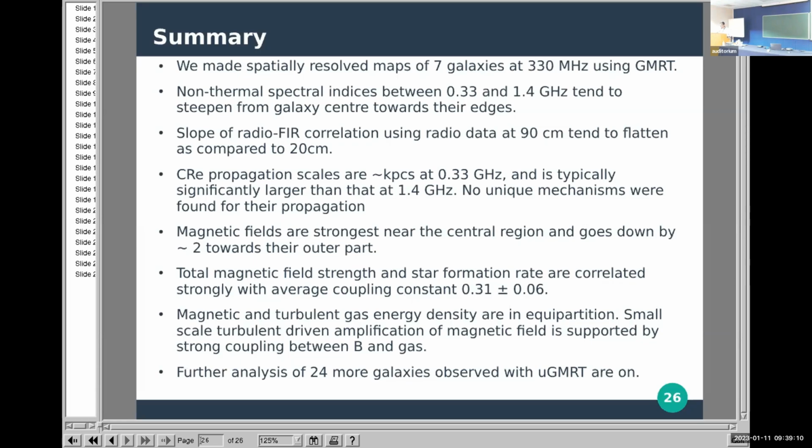This is Suraj here. You told that the magnetic field and star formation are correlated with an index like 0.3 or something. What kind of fitting have you done? Because I saw the data is very much scattered.